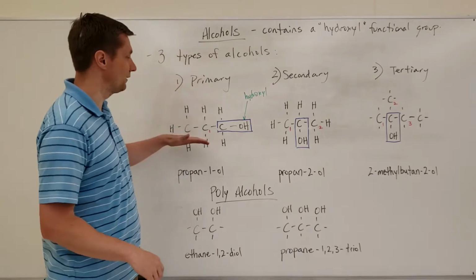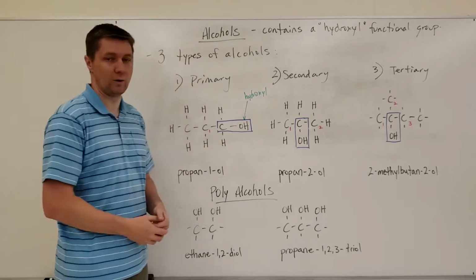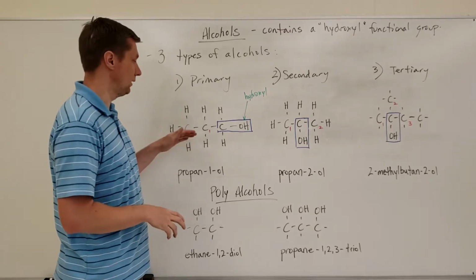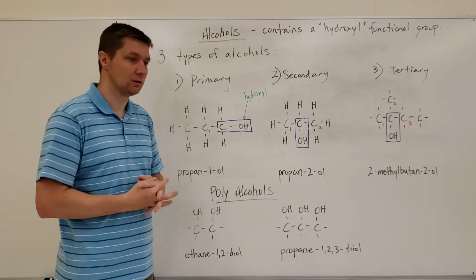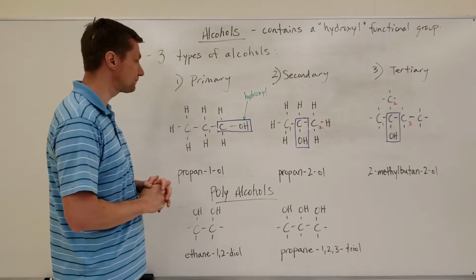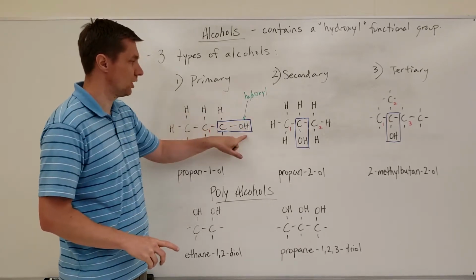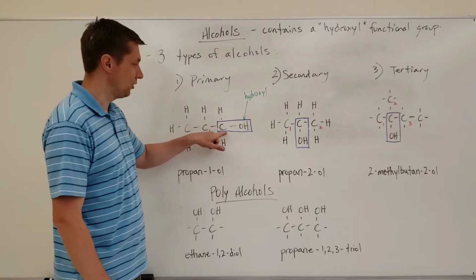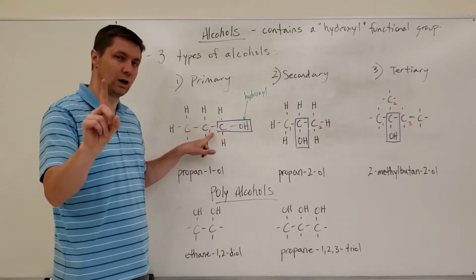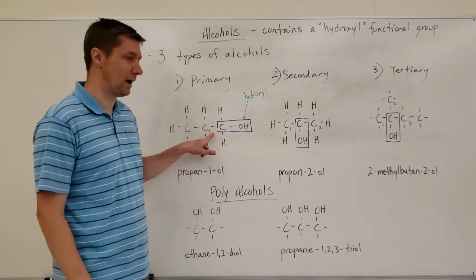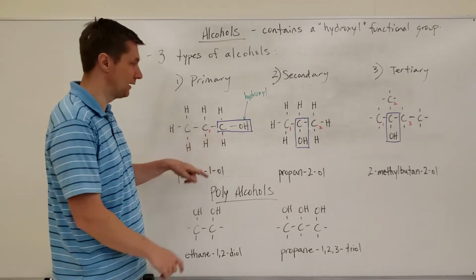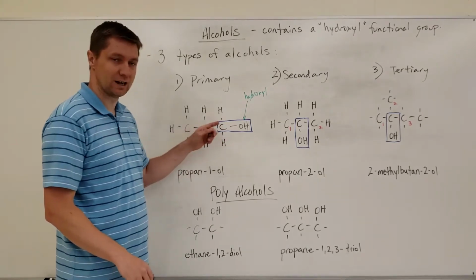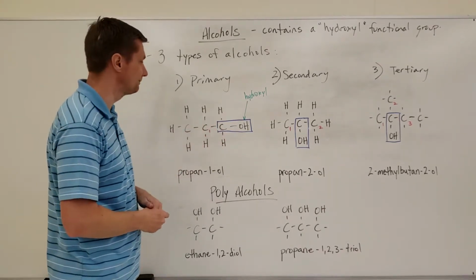So I've drawn diagrams here on the board. Here's just a regular propanol type of alcohol, propan because it's got three carbons in the parent chain. And you can see that this hydroxyl group that's attached to this carbon is attached only to one other carbon. That's what makes it a primary alcohol. So I've labeled it here on the diagram. This is the only carbon that this carbon is attached to that has the hydroxyl group on it.